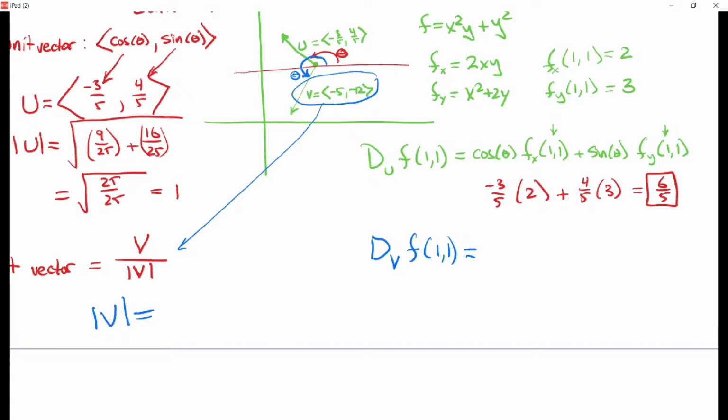Give you a minute to see if you can do that. I'll shuffle some papers up here. Shuffle, shuffle.